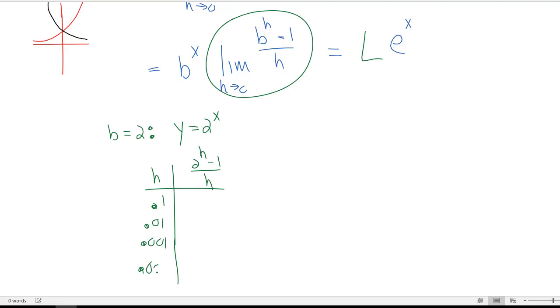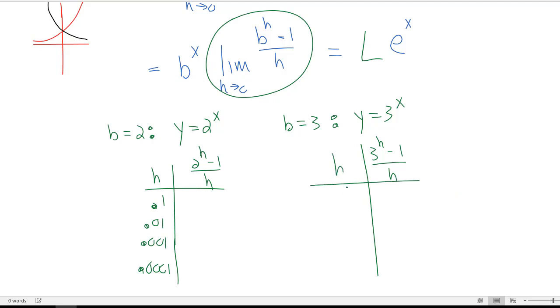How close to 0 do I need to get? Enough to see a pattern here. So I'm looking at this expression when the base is 2. I'm going to come back and fill that in in a moment. Then let's suppose the base was 3. So let's explore two different bases. So again, I'm looking at y equals 3 to the x. So the derivative of 3 to the x is going to be 3 to the x times whatever this limit is. So I'm going to explore what that limit is when the base is 3, as h goes to 0.